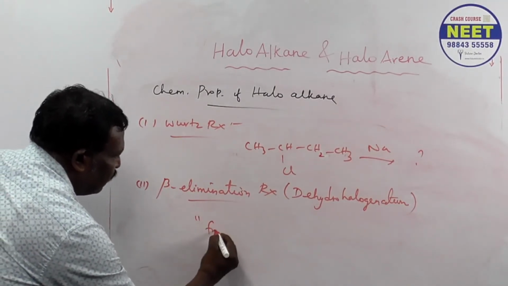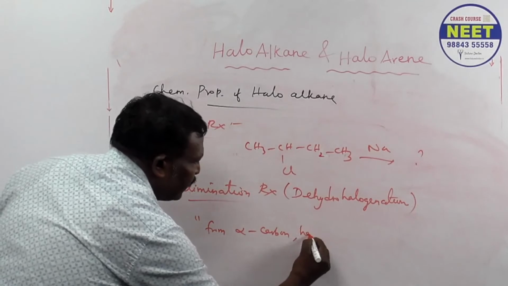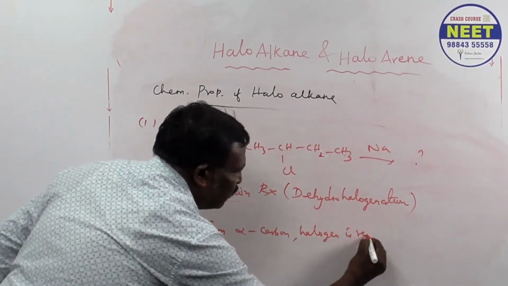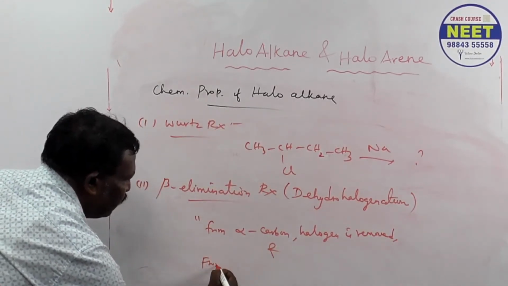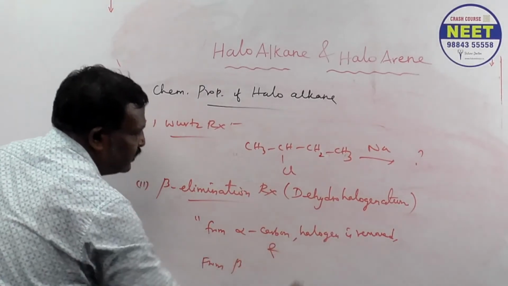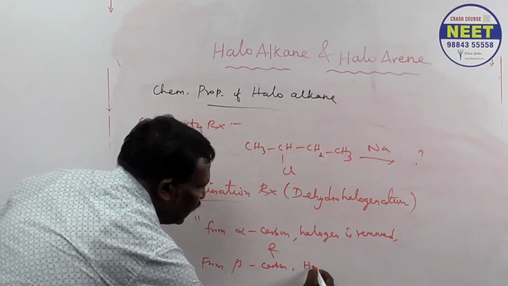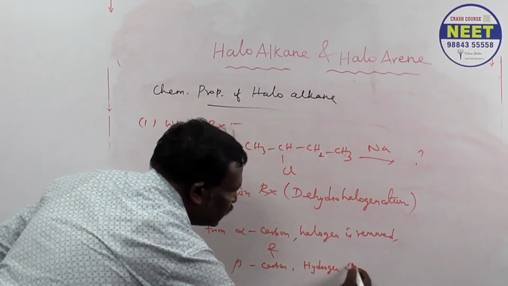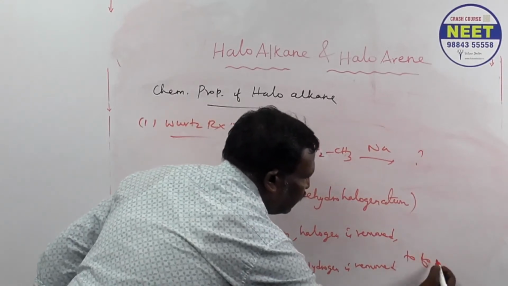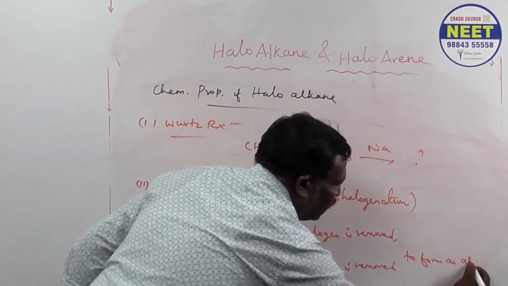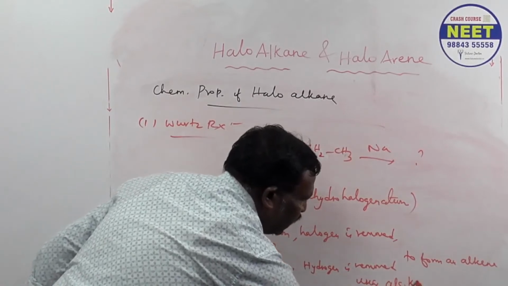See, just write the important point. From alpha carbon, halogen is removed. And from beta carbon, hydrogen is removed. Okay. To form an alkene using alcoholic KOH. That is very important.